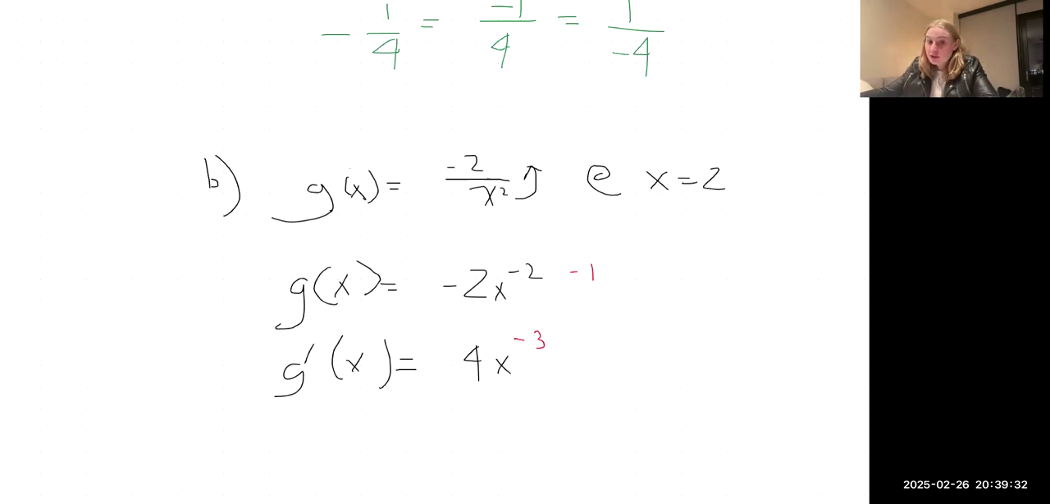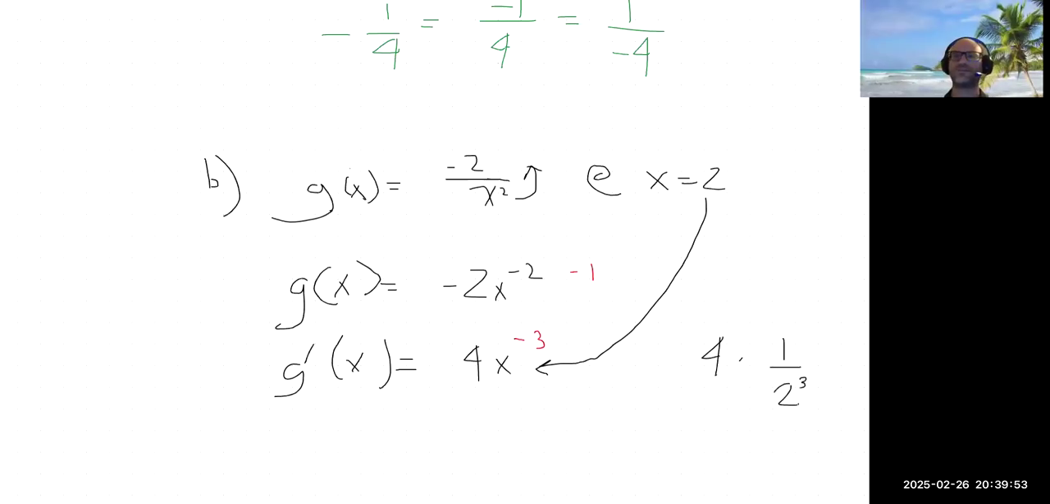So now we can plug the 2 in. That is 4 times 2 to the negative 3. I have to do that on my calculator. Well, that's just 1 over 2 to the third. And what is 2 to the third?